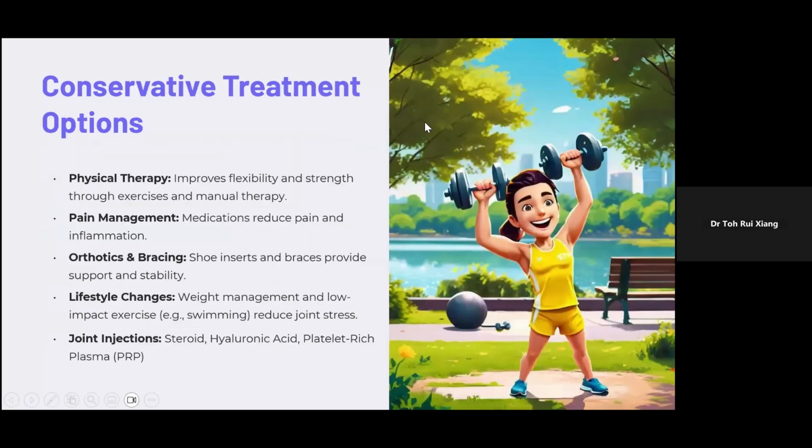So for a start, most patients will benefit a lot from conservative treatment options. So this would involve physical therapy, strengthening, stretching exercises, pain management with medications, orthotics and bracing in terms of ankle braces, immobilizers and stuff to help reduce the symptoms. Lifestyle modification like weight loss, low impact activities like swimming instead of running, for example. Or we can also have injections that can be done in the clinic setting with steroids, lubricants, as well as certain blood products.